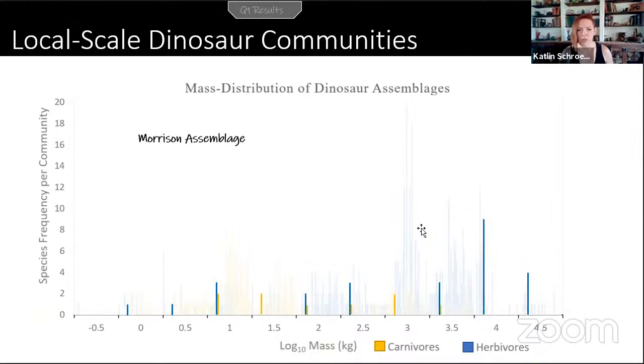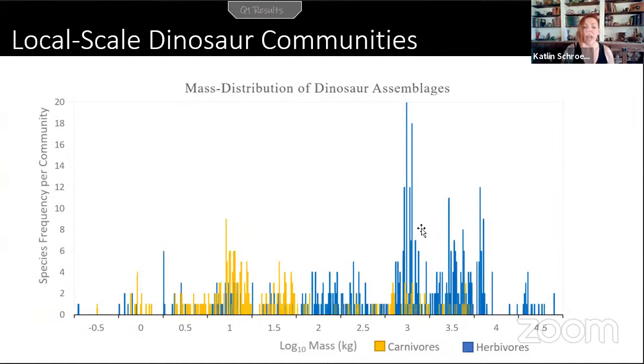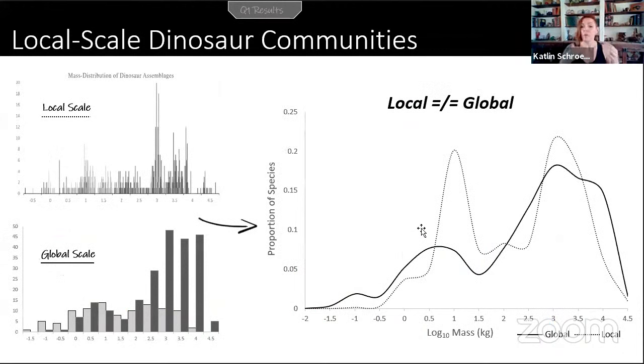Here's the Morrison Formation. So you can start to see the kind of shape of communities. And if you stick all 43 of our communities side by side, we can start to see the average community shape, which we can then statistically compare to that global distribution from O'Gorman and Hone. So in fact, we did this against O'Gorman and Hone and against our own larger data set. And what we see is that the global and local distributions don't match.